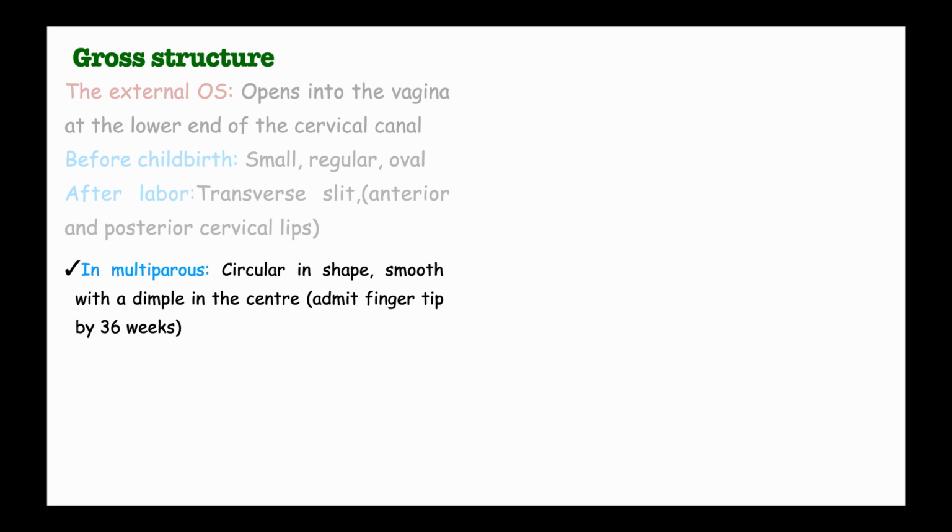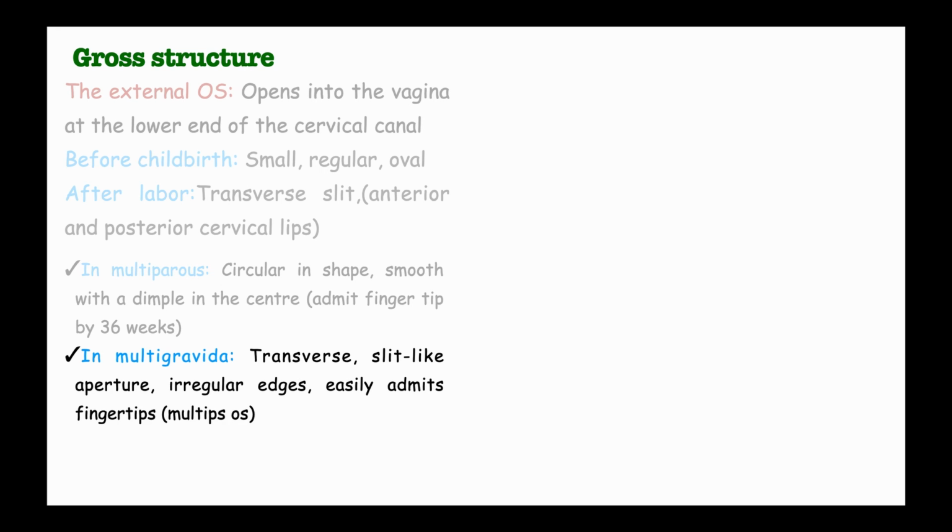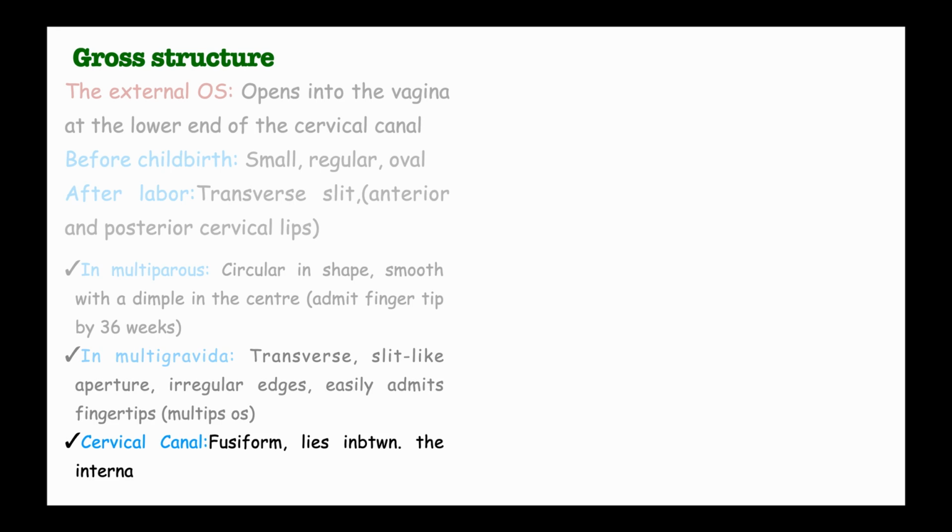Now, in the life of a nulliparous woman, the cervix is circular in shape. It looks very smooth with a dimple in the center of it and is able to admit a fingertip by the 36th week of gestation. In the multigravida, we rather find a transverse slit-like aperture which has irregular edges and easily admits the fingertips, and this is what we refer to as the multip's os. I'm going to show you photos of this, but before that we have the cervical canal, which lies in between the internal os and the external os, and it looks fusiform as I showed you before.